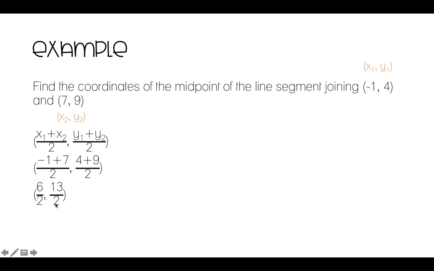We leave this in simplest form and not as a fraction, which means we need to leave it as a decimal if need be. So 6 divided by 2 gives us 3, and 13 divided by 2 gives us 6.5.